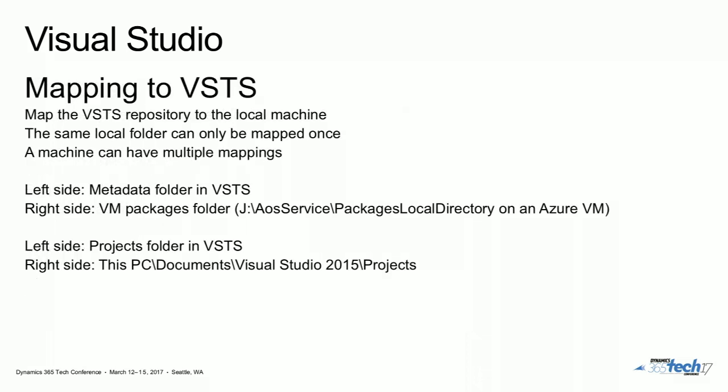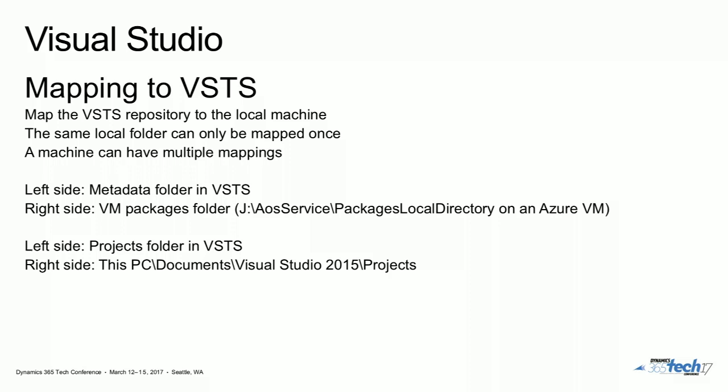So I showed it to you, but you map VSTS to Visual Studio, the VSTS repository, which is a website, online thing, to the local machine. Of course, you need a local copy of those files that are in there, because that's how you compile and how things are fast. The same local folder on the machine can only be mapped once on that machine. That's why two people can't use the same VM. You can't log in as person A and person B on the same VM, because you both can't map the packages folder. Not to mention, there's probably not enough horsepower for you both to be on there at the same time.